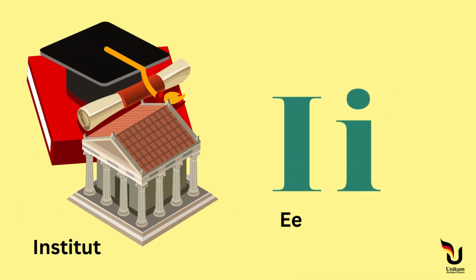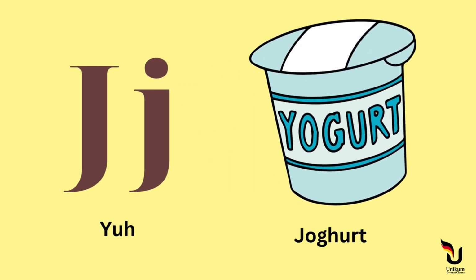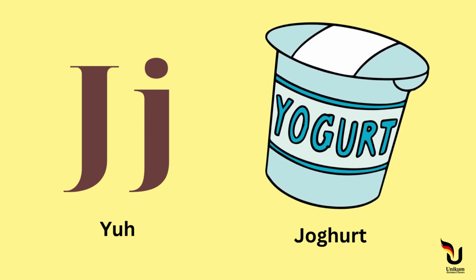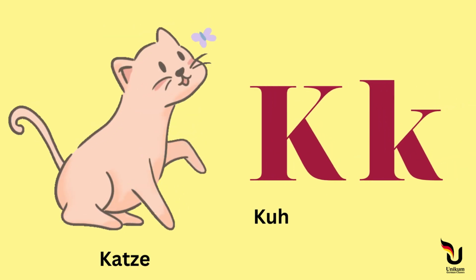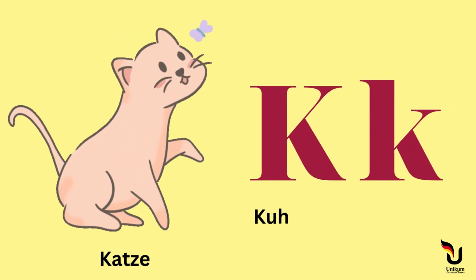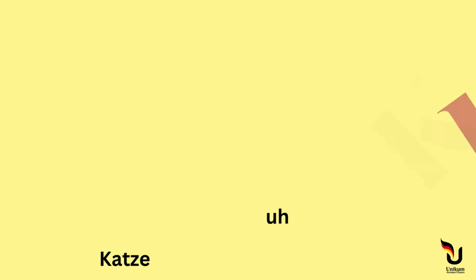The letter I has the same pronunciation as its standard pronunciation I. The word is Institute. The letter J has pronunciation Y. The word is Joghurt. The letter K has two pronunciations, K and K. In this word, it should be pronounced as K. So the word is Katze.